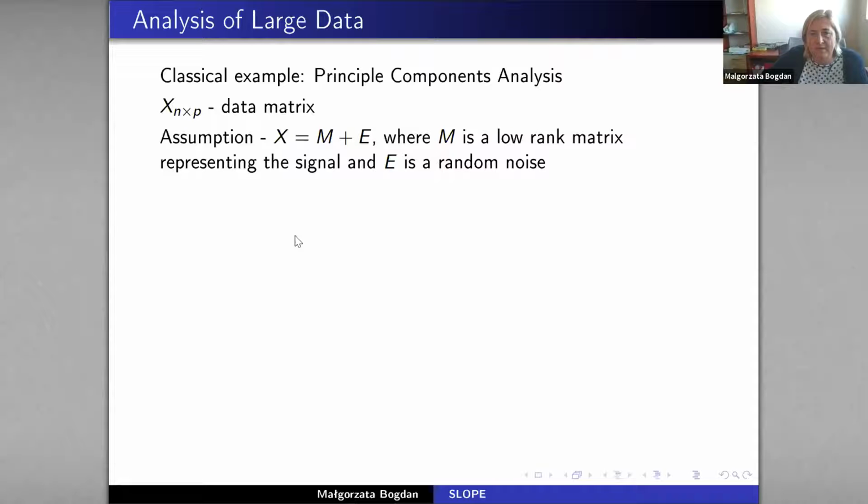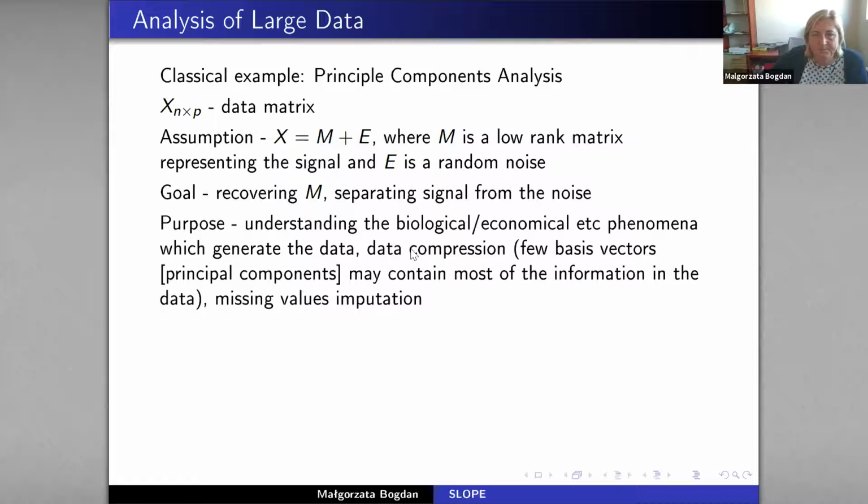Now if you look at it from a mathematical perspective, the assumption behind principal component analysis is that this data matrix can be represented as the sum of 2 matrices. M is a certain low rank matrix which represents the signal, and you have a matrix which contains random noise. In many applications of PCA, our goal is recovering M. So we want to recover the low rank matrix which spans the whole data matrix. We can think about it as separating signal from noise. We want to denoise this matrix, eliminate the noise.